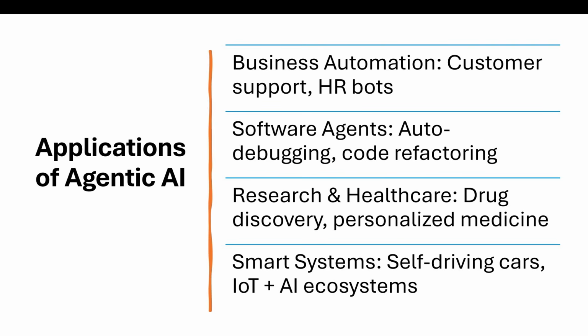And in the background we will have different AI agents working in synchronization to implement this type of agentic AI project. Similarly, we can have software agents, which means debugging your code, code refactoring, and regeneration of some particular functions of the code. Then in research and healthcare, like drug discovery, drug designing, and personalized medicine. And smart systems, like self-driving cars, which in India are in the experimentation phase, where we combine IoT sensors and AI ecosystems.